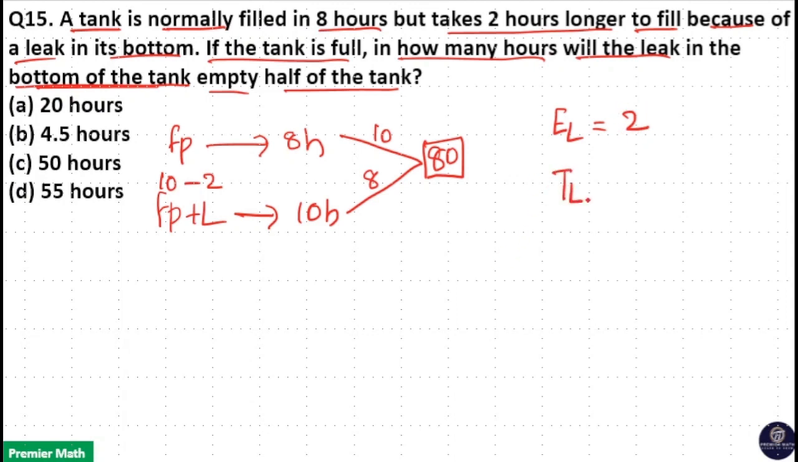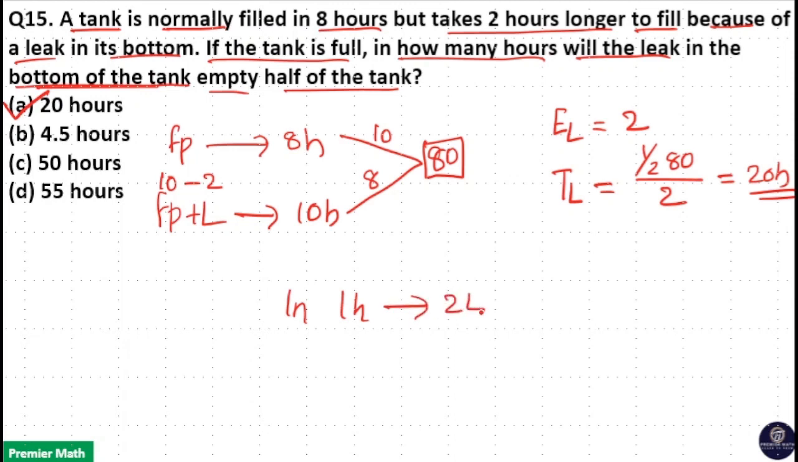So for the time taken by this leak to empty half of the tank, the work is half of 80, because the full tank is 80, half tank means half into 80, 40 liters. Now the time taken by this leak to empty this 40 liters is 40 liters divided by the efficiency of the leak, which is 2. Now 40 by 2 is 20 hours. So option A is your answer. That is, in 1 hour the leak can empty 2 liters. In 20 hours the leak can empty 40 liters. That is half of the tank.